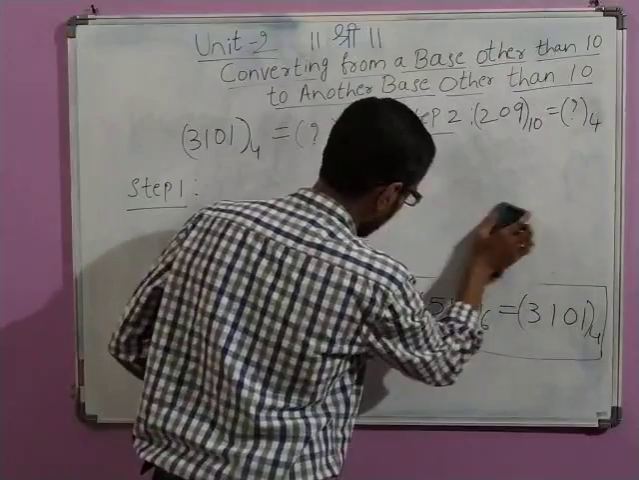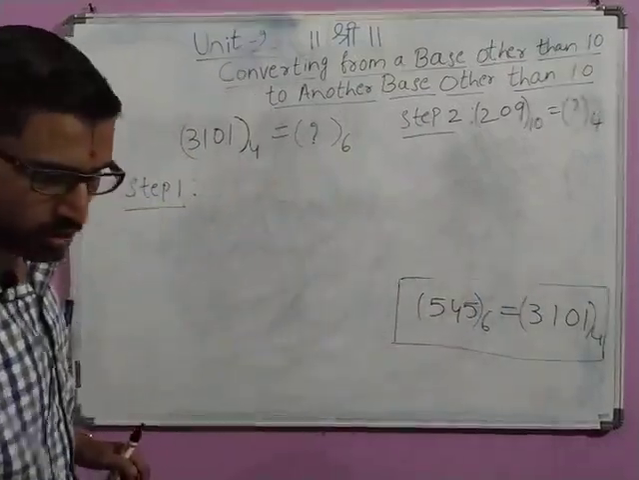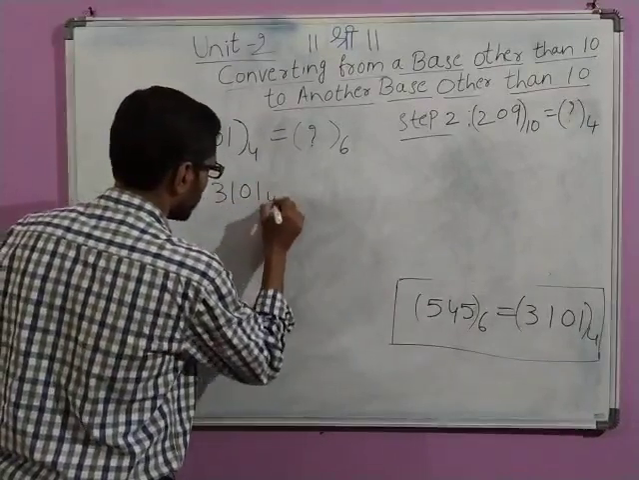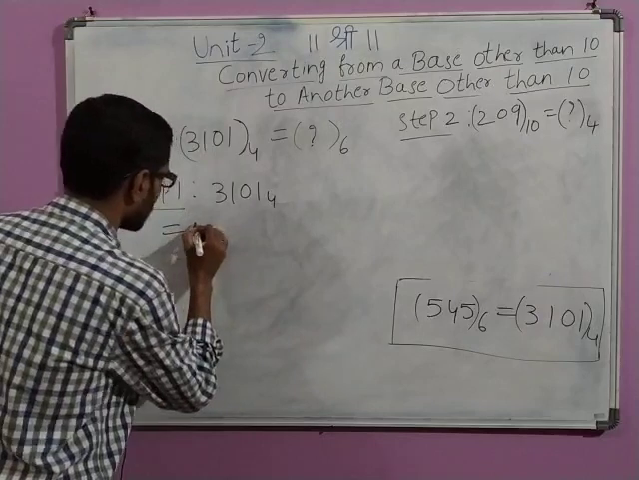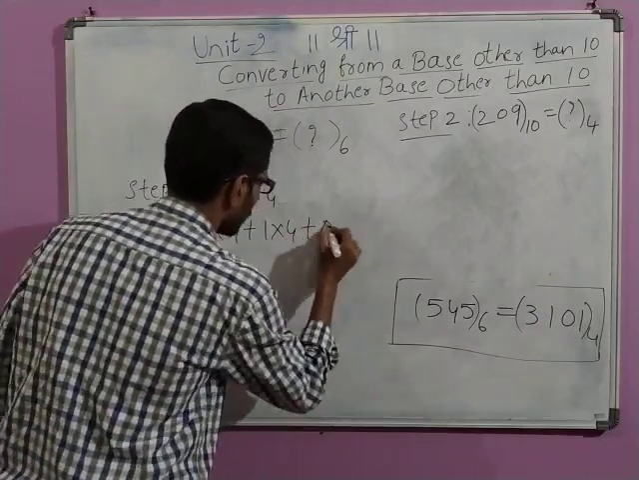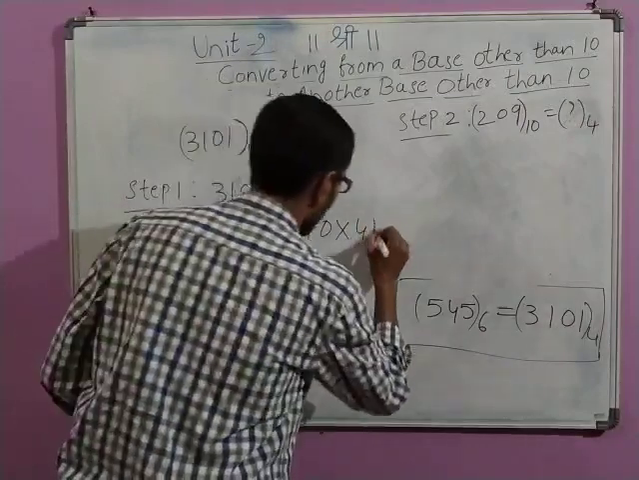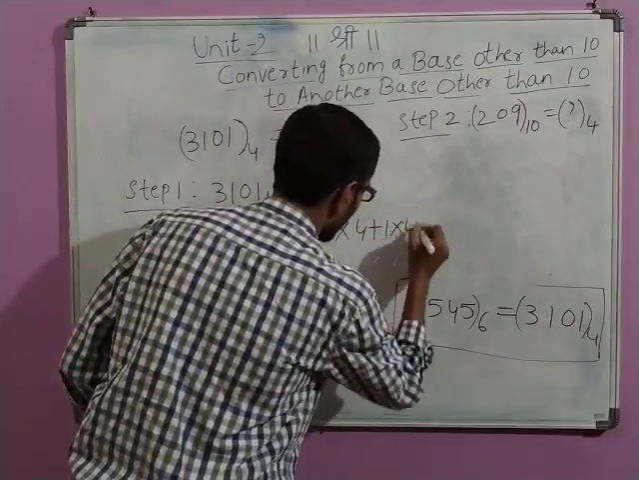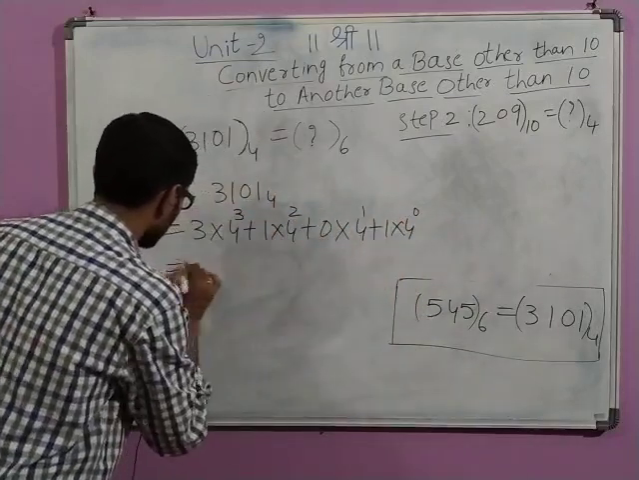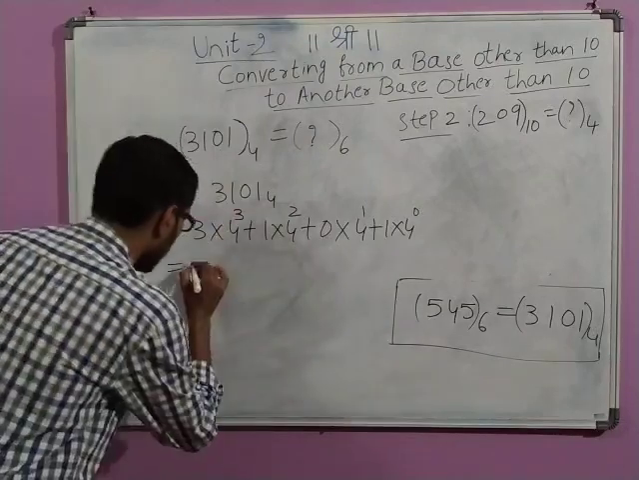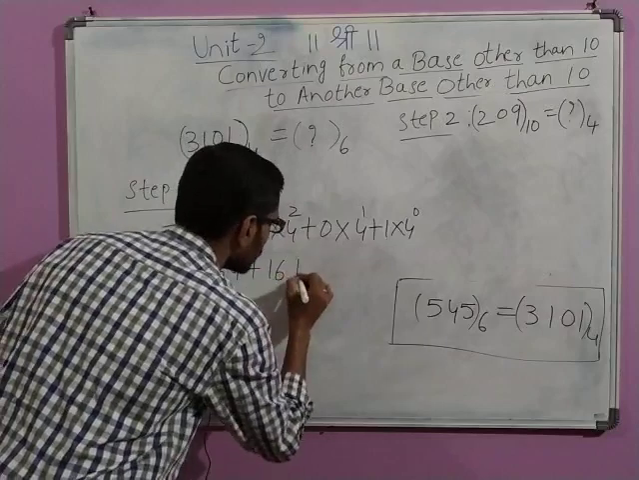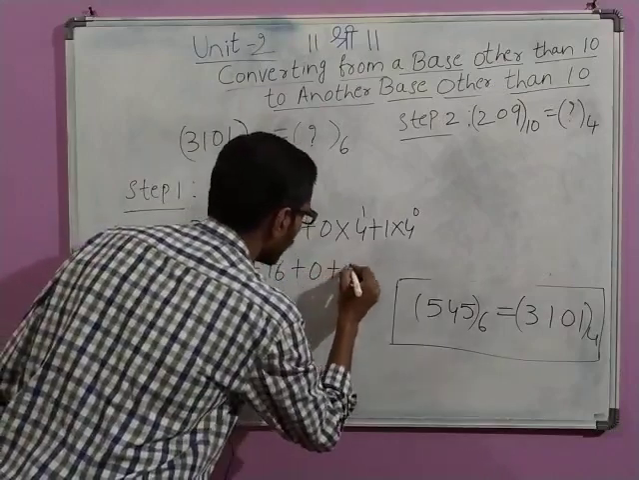So I will keep this result as it is. I will just put this 3101 to the base 4. So take the positional values, 3 into 4 plus 1 into 4 plus 0 into 4 plus 1 into 4, 4 is to 0, 4 is to 1, 4 is to 2 and 4 is to 3. So this will be 4 is to 3, 64, 3 into 64 plus this 4 square is 16 plus this will be 0 plus this will be 1.